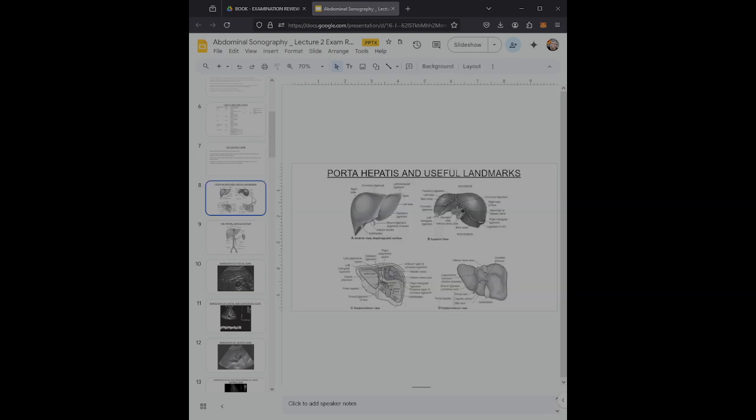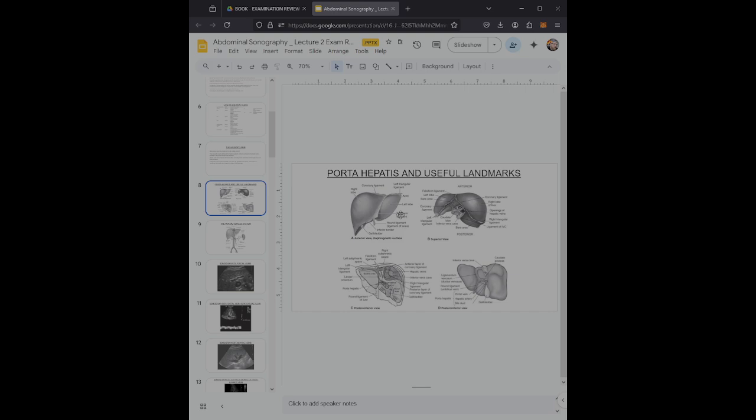So next we can move on to the porta hepatis and useful landmarks. The right hepatic vein and the right intersegmental fissure separate the anterior segment of the right lobe from the posterior segment of the right lobe. The middle hepatic vein runs through the main lobar fissure, as well as the gallbladder fossa.